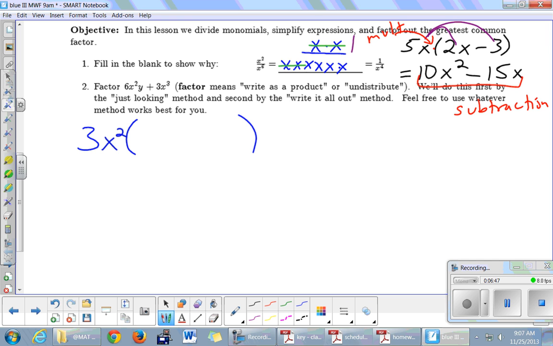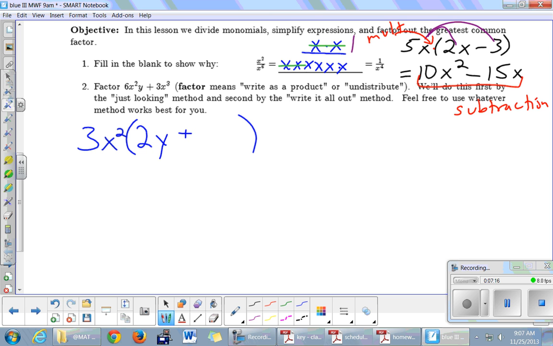The 3 came outside, used to be a 6. What's still left over inside? It's a 2, right? Because we need the 3 times something to still be the 6. You had x squared. You pulled both of them outside. There's no more x's left in there. You had a y. We didn't do anything with the y. So what are we writing? We're writing a y. Still there. Then there's a plus sign.